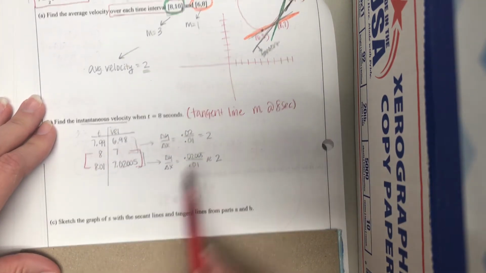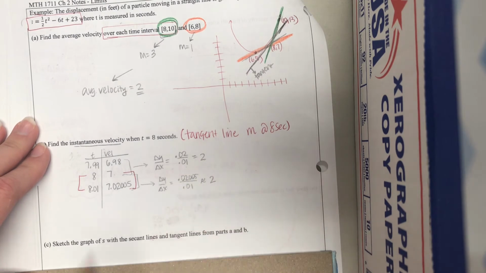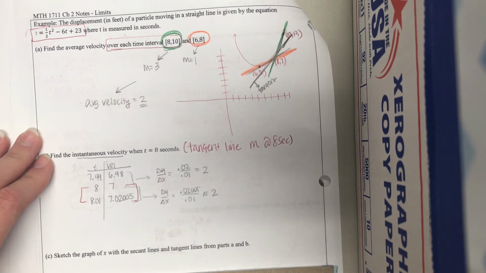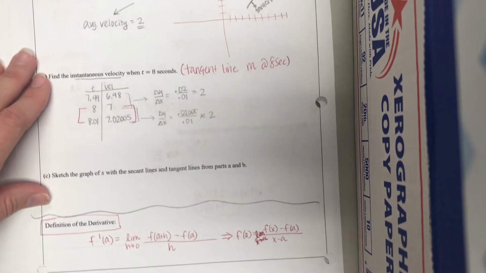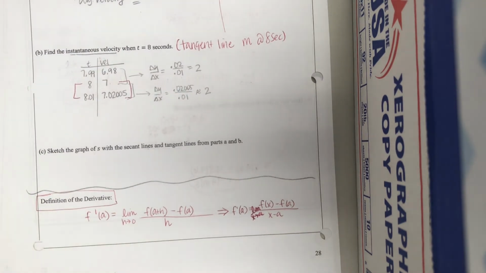It wants us to sketch the graph. Well, we already did part C up here: sketch the graph S with the secant lines and the tangent lines from part A and B. Okay, and I wish this wasn't at the bottom of this page. And if you can't read this very well, look in your book.